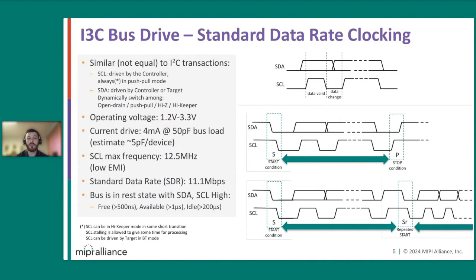So as you can see on the top figure on the right, data is valid when clock is low. Data is valid when clock is high. Data changes when clock is low. We also have a range of operating voltage from 1.2 to 3.3 volts. SCL max frequency is 12.5 megahertz, which allows us a standard data rate of around 11.1 megabytes per second. And then at the bottom on the left, you can see we also have reset states with SDA and SCL high. Different times on that depict different bus states that are specified within the I3C specification. This is how we form our baseline for communication with I3C.